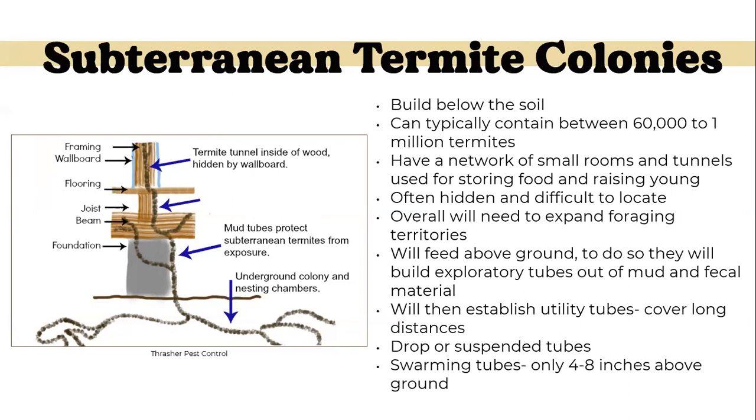They will feed above the ground, but to do so, they have to build what are called exploratory tubes. Basically they're built out of mud and fecal matter, and this is how they explore to find those new foraging areas. They will also make something called utility tubes. These are for very long distances, so they take a longer time to make. They also have something called drop or suspended tubes, and then they also have something called swarming tubes. These are only about 4 to 8 inches above the ground, so if you ever find a termite colony, hopefully not in your house, but if you ever see one, you can even see these different types of tubes. They each have different reasons why they were built.